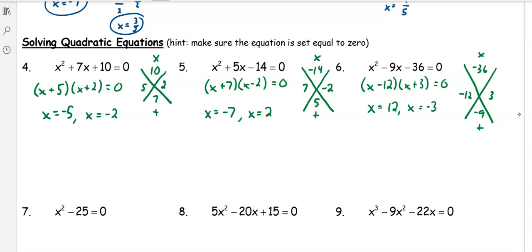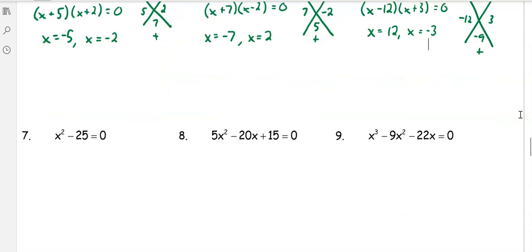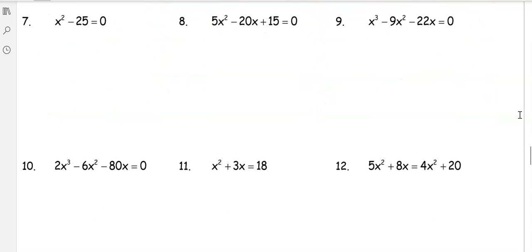In number 7, we have x squared minus 25 equals 0. Notice that there's no middle term there. So another way to rewrite this, we could say it's x squared minus 0x minus 25 is equal to 0. So what we're trying to do is find two numbers that multiply to negative 25 and add to 0.